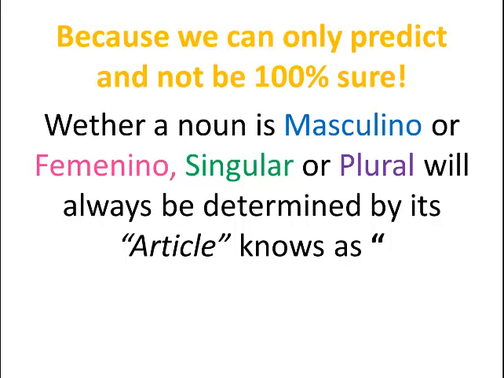So, because we can only predict and not be 100% sure whether a noun is masculino or femenino, we know that we can do a pretty good prediction if the noun ends in an O. We can do a pretty good prediction if the noun ends in A, but we're a little bit ambiguous if the noun ends in E or if it ends in a consonant.